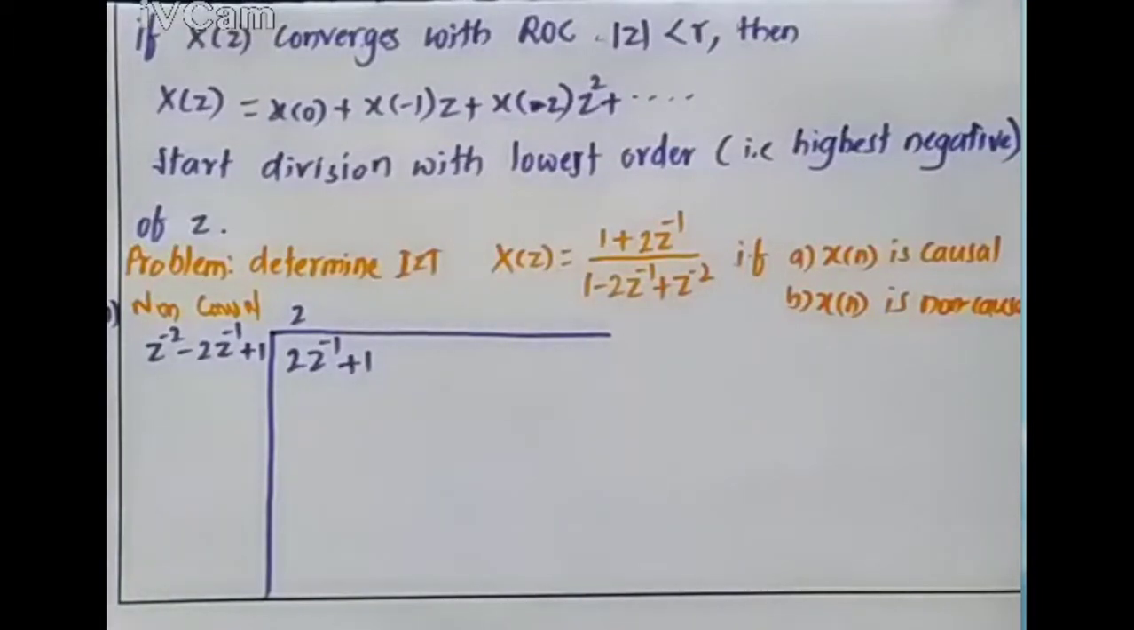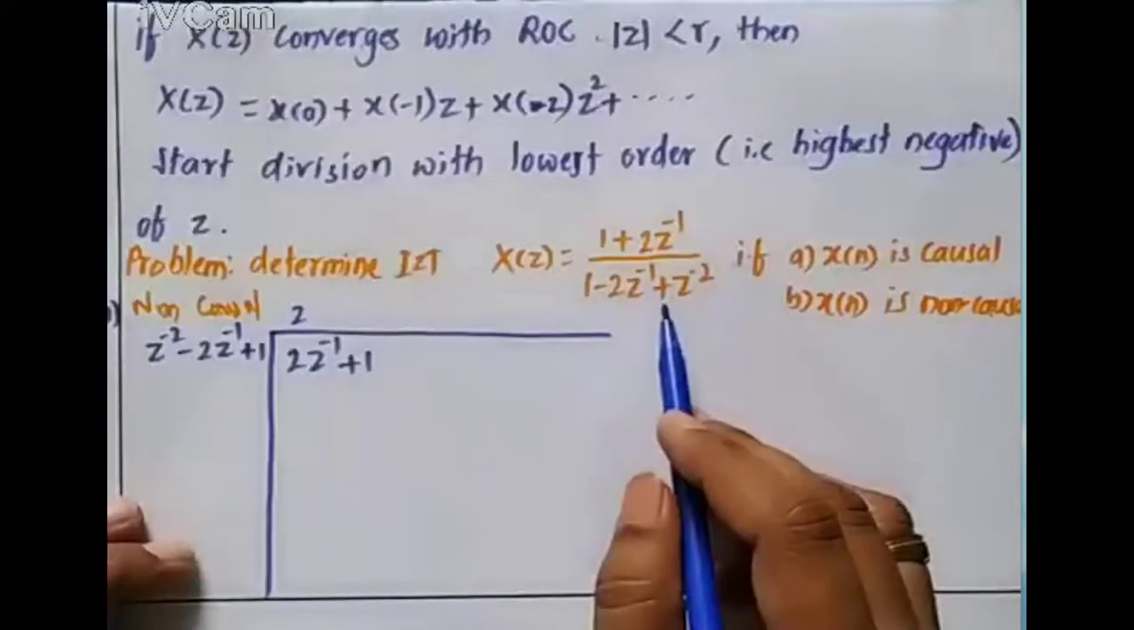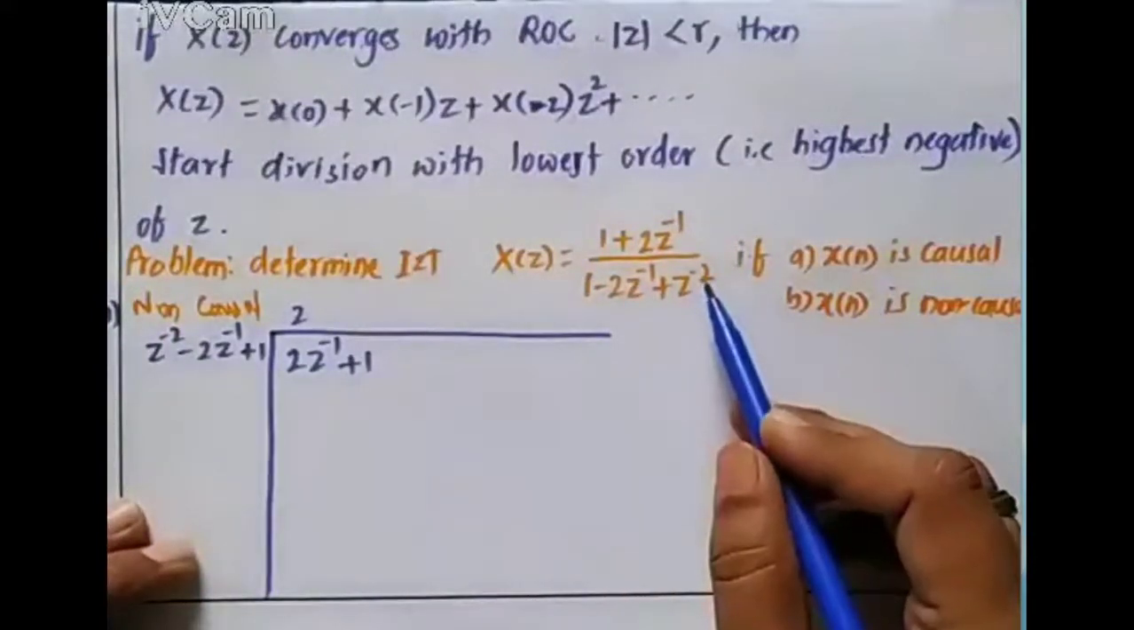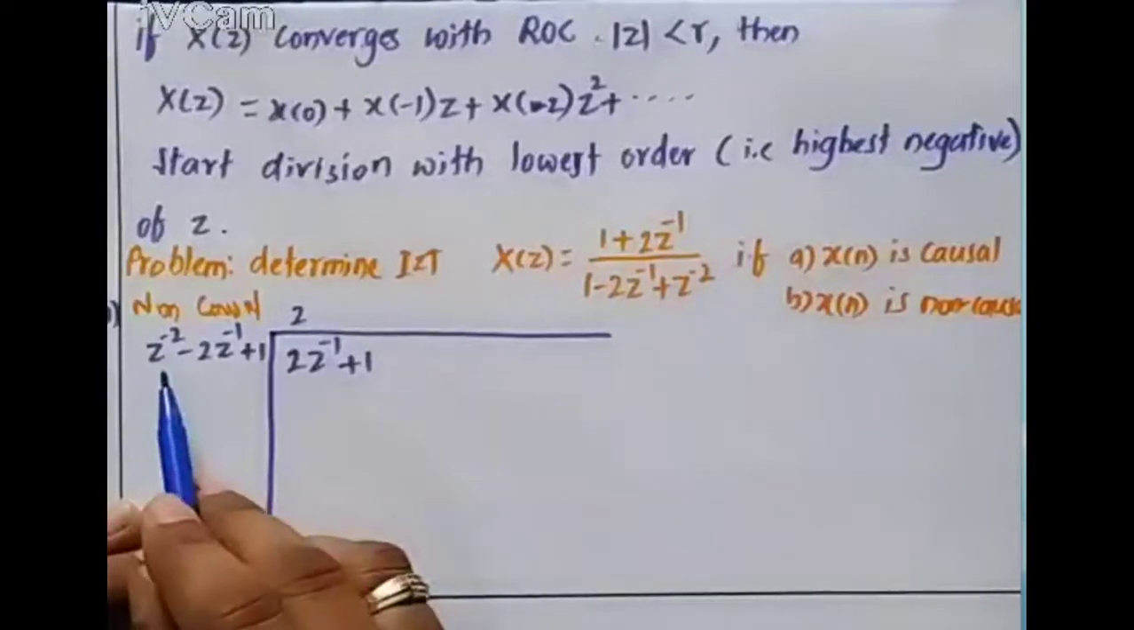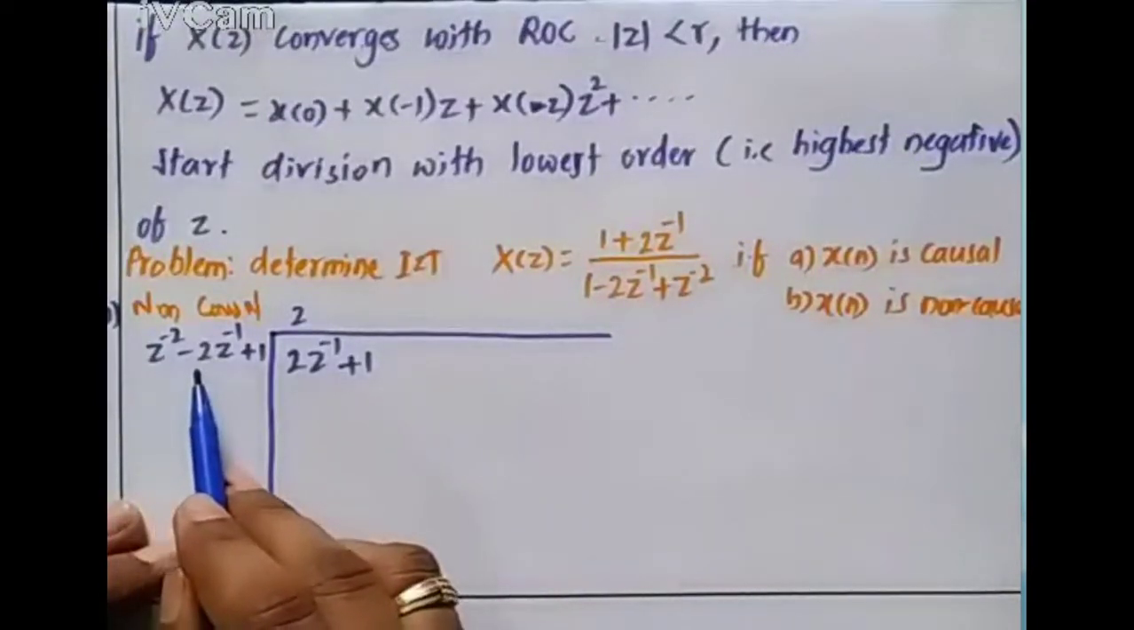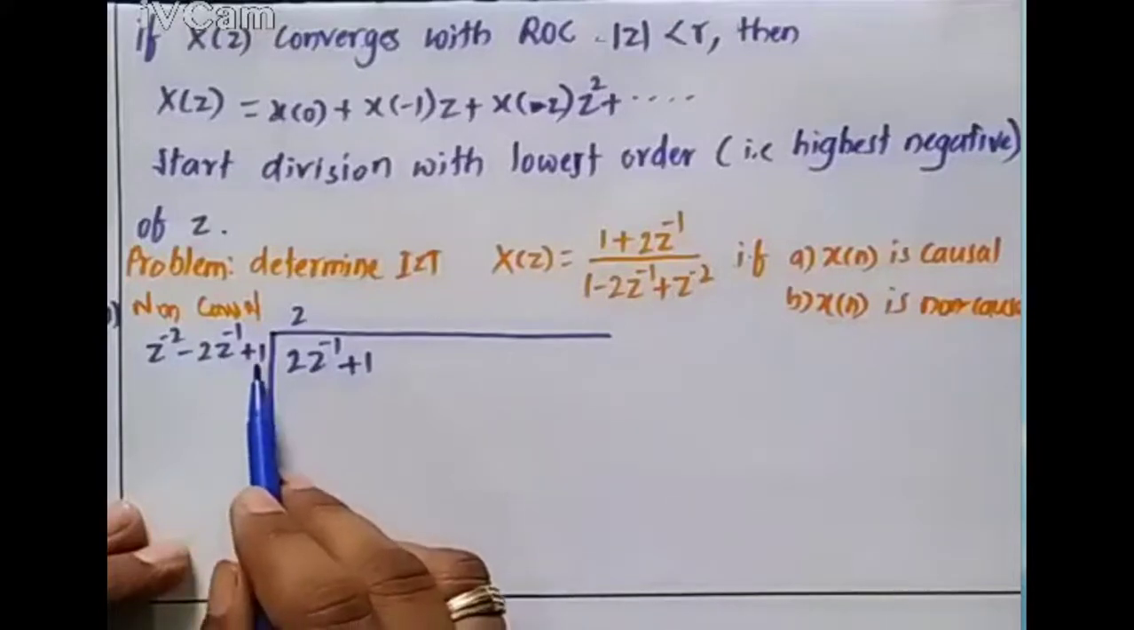Okay. So correspondingly, for the denominator polynomial, z power minus 2 is the highest negative power of z. So that has been taken here: z power minus 2 minus 2 z power minus 1 plus 1.